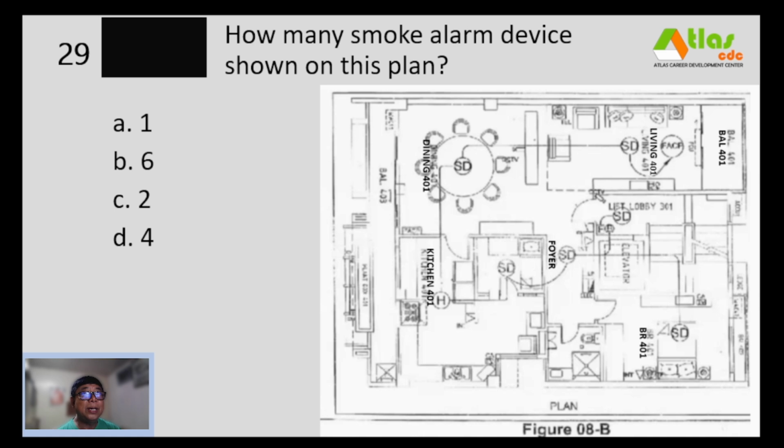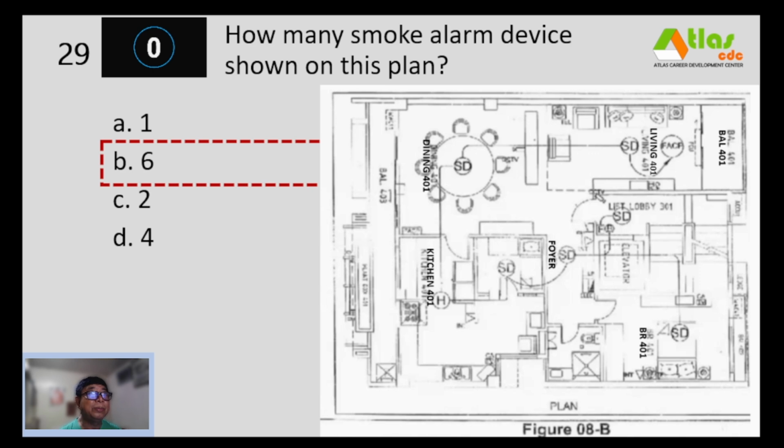So, question number 29. How many smoke alarm devices shown on this plan? Letter A, 1. B, 6. Letter C, 2. And letter D, 4. So, please count. 10 seconds to count. Okay, so ang ating answer dito is letter B, 6 units. So, yan nakalagay sa plano na SD. Yan. So, sa living room, living area, dining, sa lobby, sa foyer, sa kitchen, and sa bedroom. Smoke detector.